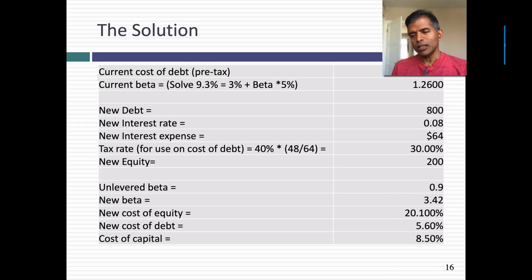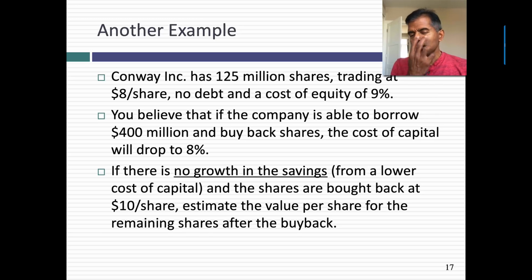The key in this problem is actually recognizing that your interest expense rose above the operating income and adjusting both your levered beta and your cost of debt for the fact that your tax benefits have been lost. So that's if the debt ratio changes.